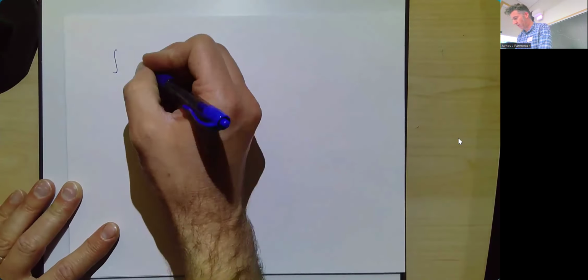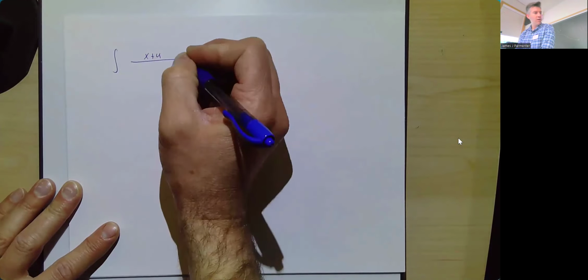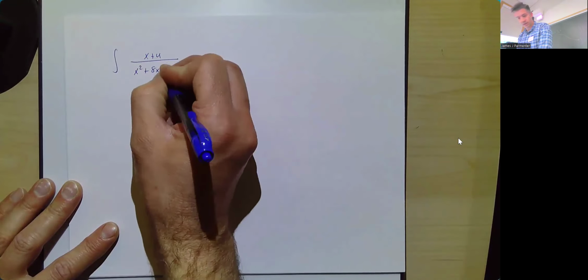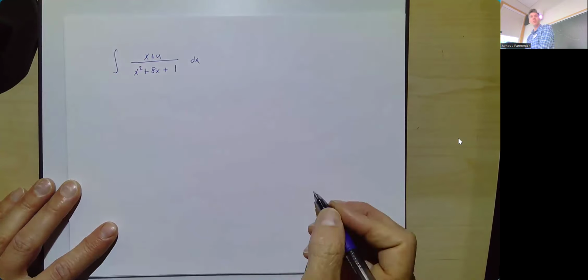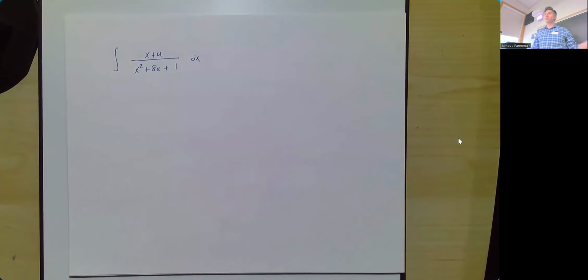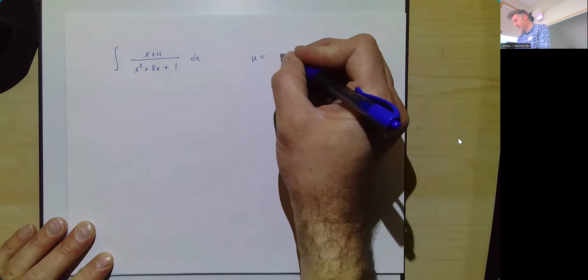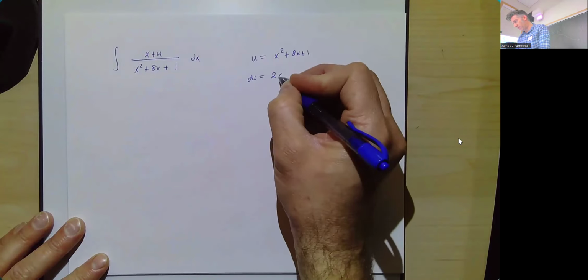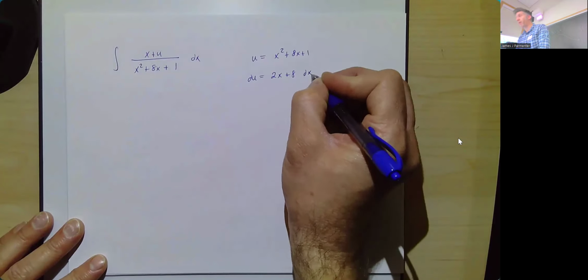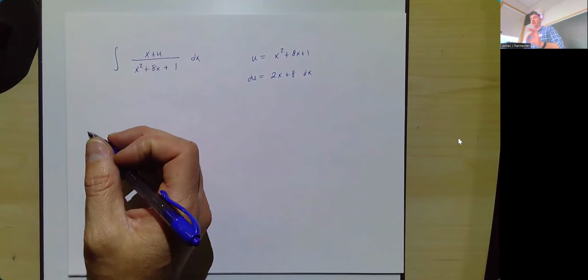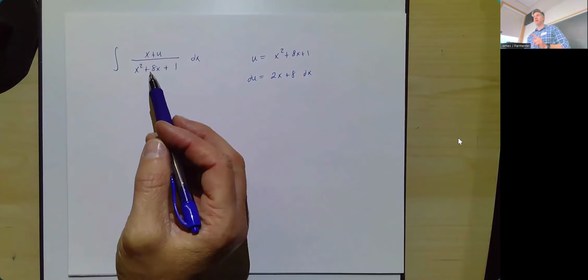So let's say we have the integral of x plus 4 over x squared plus 8x plus 1 dx. I don't know what to do, so I'm going to try a u sub, and you'd usually pick u to be the thing in the bottom, for the usual reasons. Also, more importantly, its derivative looks like it might work out. It's not exactly what I have on the top, but it is exactly a multiple of what I have on top.